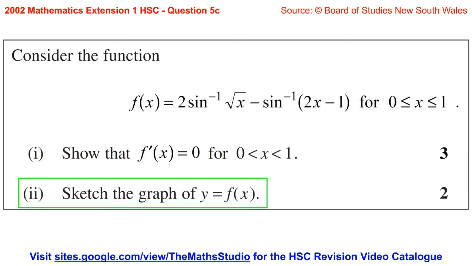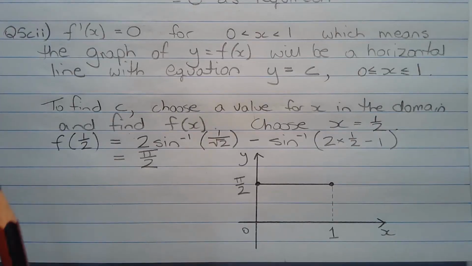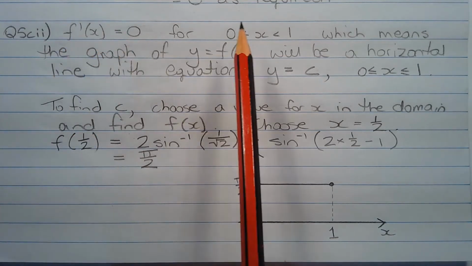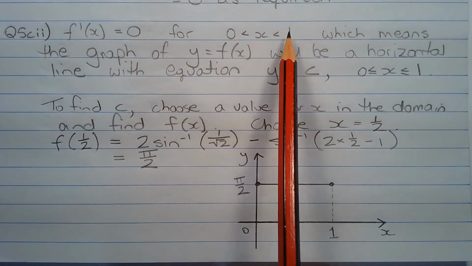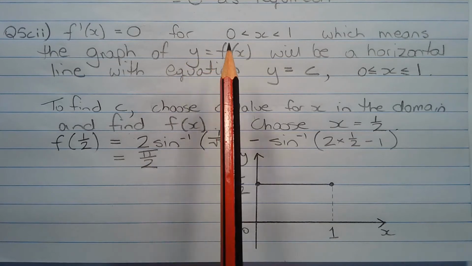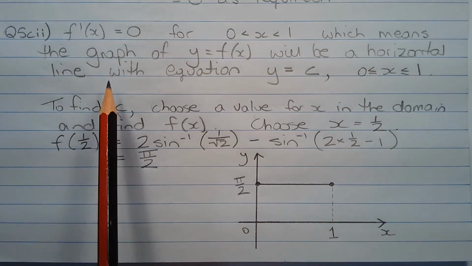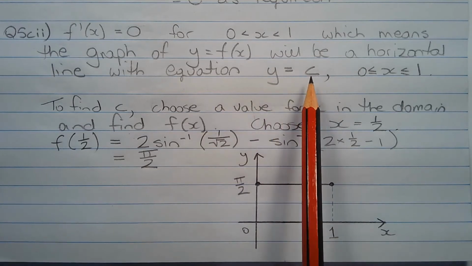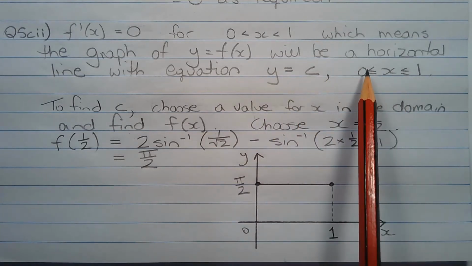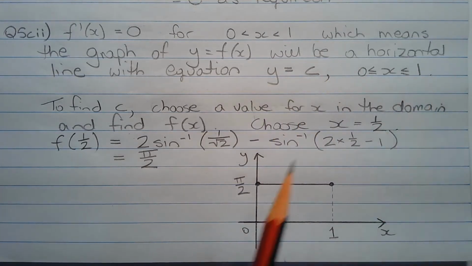Part 2. Sketch the graph of y equals f of x. From part 1, f dash of x equals 0 for x greater than 0 and less than 1, which means the graph of y equals f of x will be a horizontal line, since a horizontal line has a gradient of 0, with equation y equals c, where c is the constant, for x greater than or equal to 0 and less than or equal to 1.